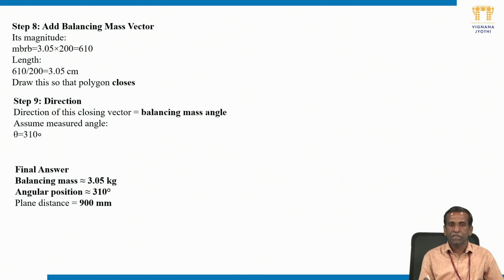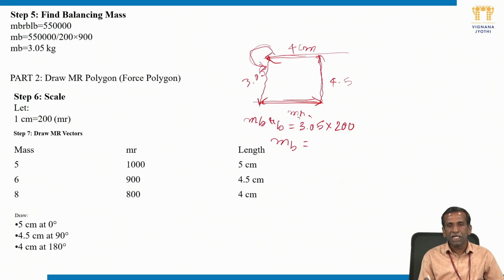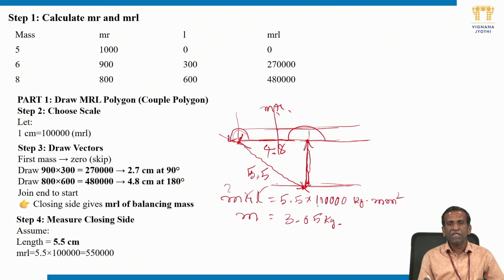These are the values. I think you are able to understand how to construct the MRL and MR diagrams for finding unknown quantities of any mass or orientation. Whatever quantity is missing in the given tabular data, you need to find by constructing the MRL polygon and MR polygon. Generally we construct the MRL polygon first, from which we can easily find the mass. Then the second, MR polygon, we can use to check whether it is correct or not. The checking part we can do from the force polygon, that is the MR polygon.